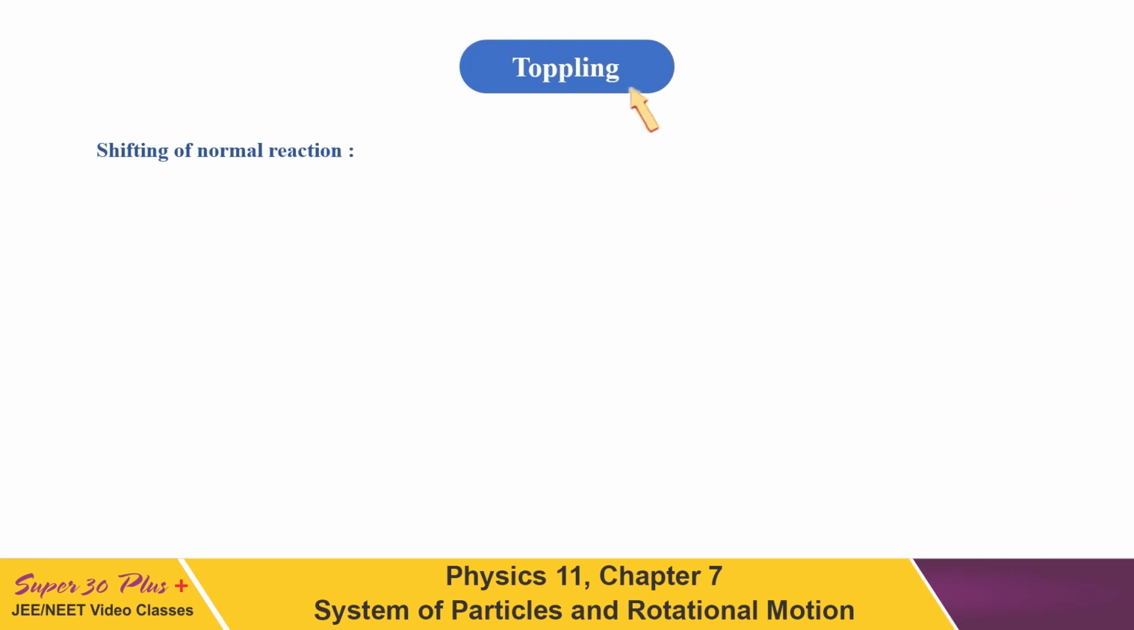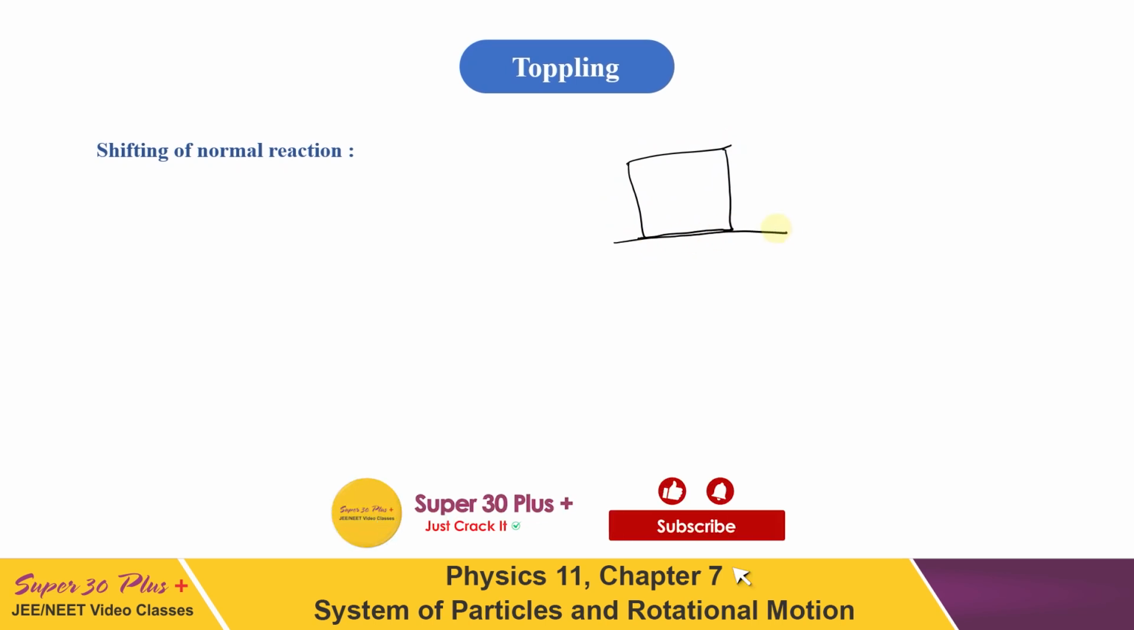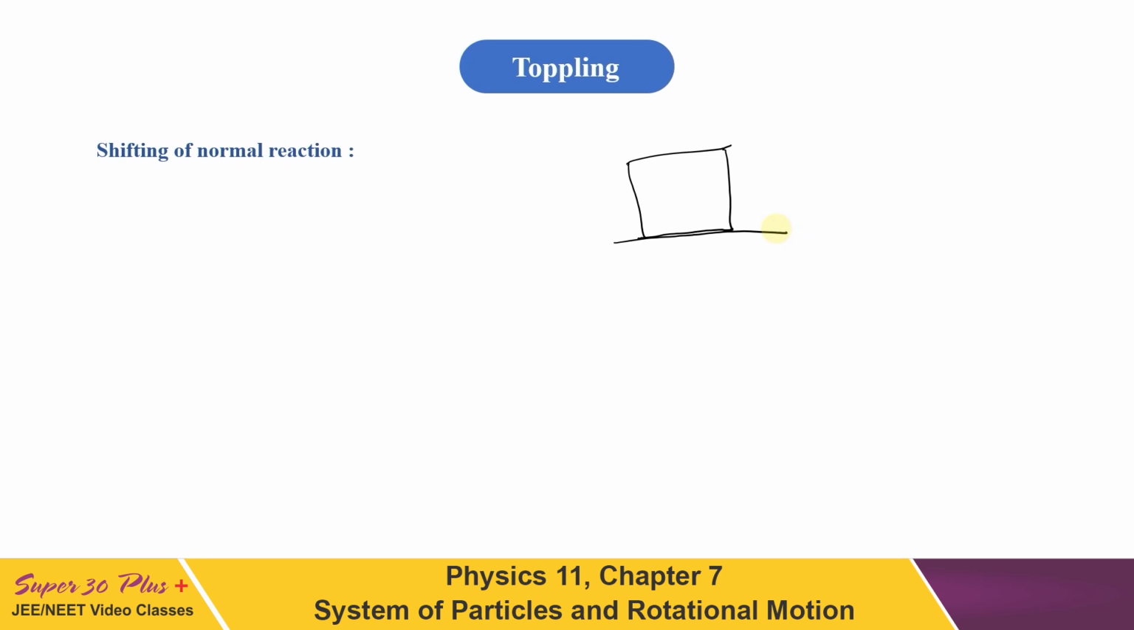But before seeing what toppling is, one natural phenomenon, which is the shifting of normal reaction, has to be learned: what is this shifting of normal reaction and why does it occur. So let us consider when a surface comes into contact with another surface. Here I am writing a block which is placed on a surface, then of course the surfaces will apply normal reaction on each other. Have you ever thought of where this normal reaction is exactly applied, at which point? We never think about this.